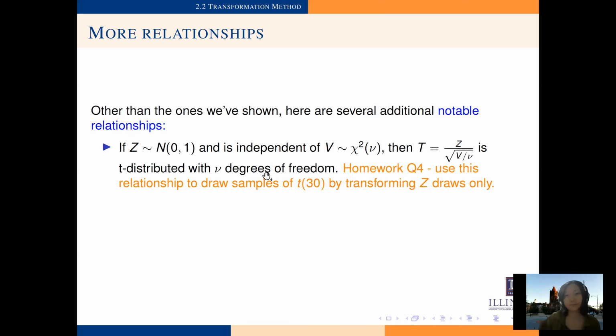We're not going to show it here. However, when you do your homework question 4, it requires you to use this relationship and to draw samples from the t distribution with 30 degrees of freedom, and do so by transforming z draws only. In other words, for that homework problem, you are only allowed to draw samples from the standard normal distribution, so not the chi-squares. However, we have talked about how we can get chi-square with 1 degree of freedom from samples of z's. Well, how do you get from chi-square 1 degree of freedom to chi-square of nu degrees of freedom? We will talk about that in the next subsection, which involves the convolution or the sums of random variables.